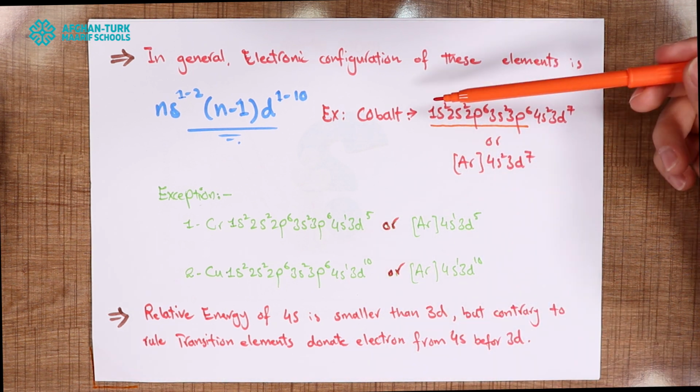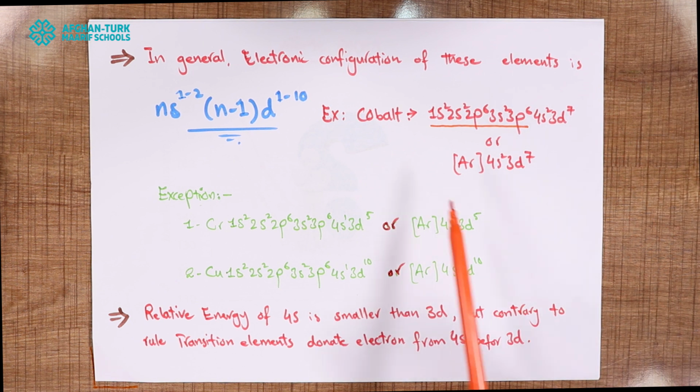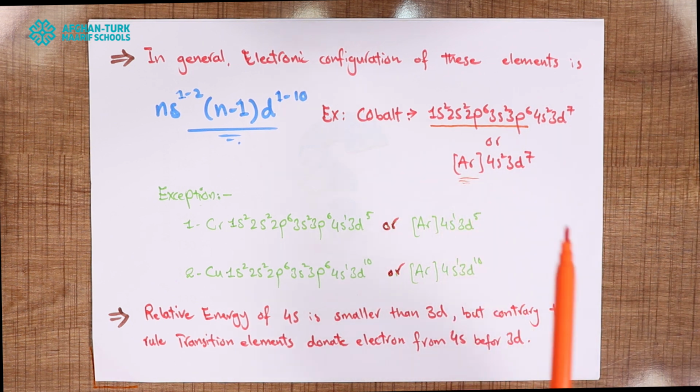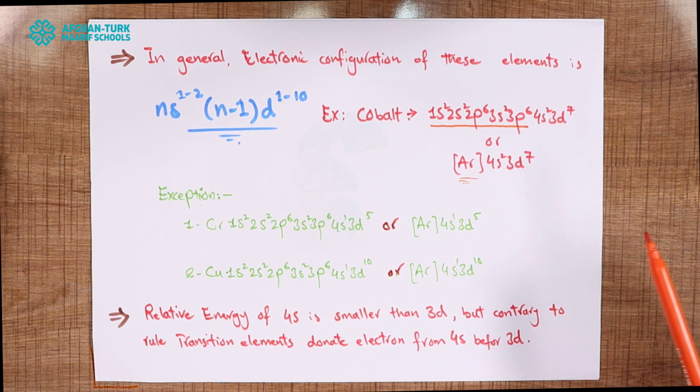We can say something like this: 1s2, 2s2, 2p6, 3s2, 3p6. This shows the electronic configuration of argon. Argon is a noble gas. Remember, students. So argon 4s2, 3d7.